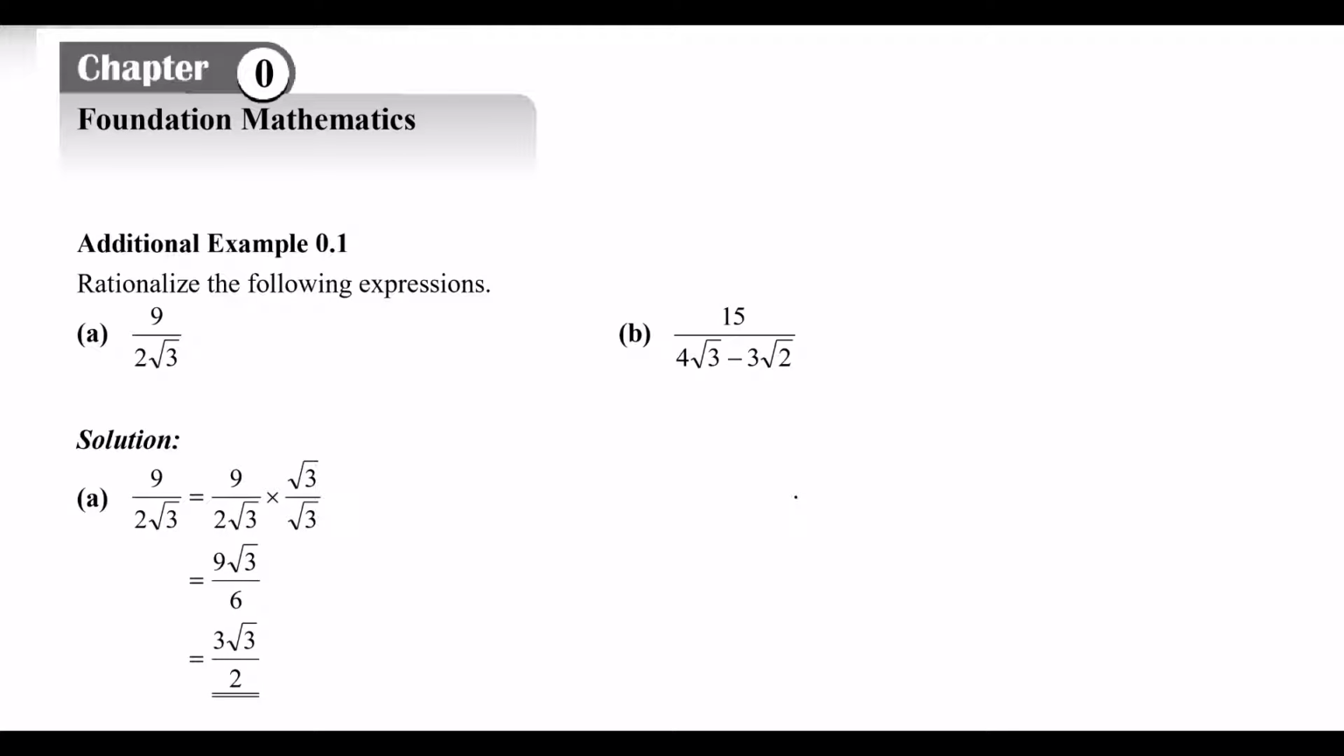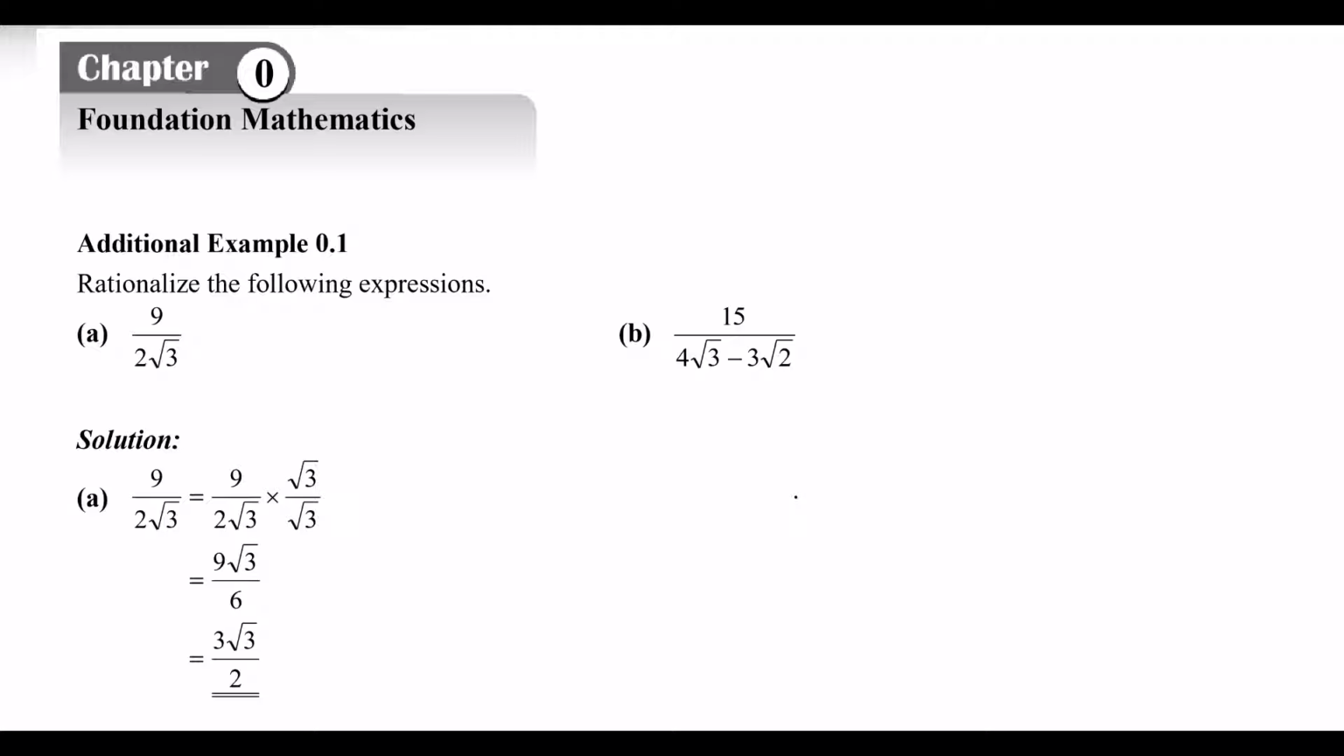Right, this is about chapter 0 of our M2 syllabus. In this chapter, we will talk about some basic knowledge which we will use for further chapters. The first one will be about rationalization. Now, take a look at this example. Look at part A first.